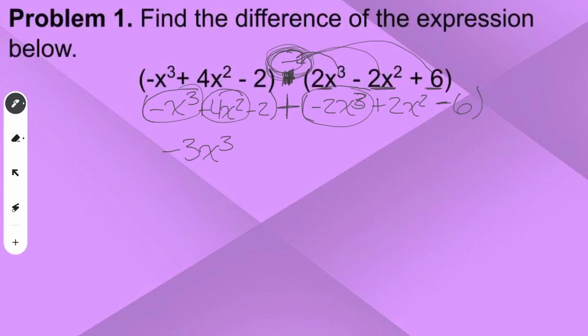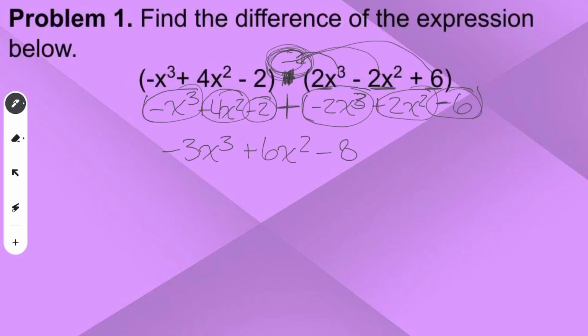I'm going to combine 4x squared and 2x squared because they're both quadratic terms. 4x squared plus 2x squared is 6x squared. And I'm going to combine negative 2 and negative 6 because they're both constants. Negative 2 plus negative 6 gives me negative 8. That's all we have to do.